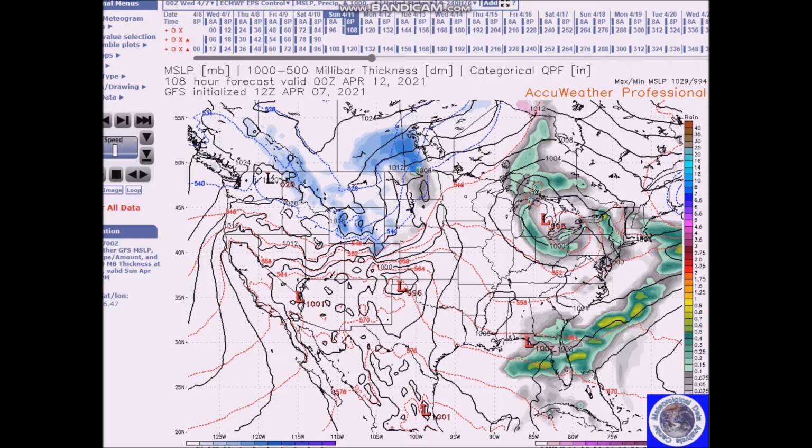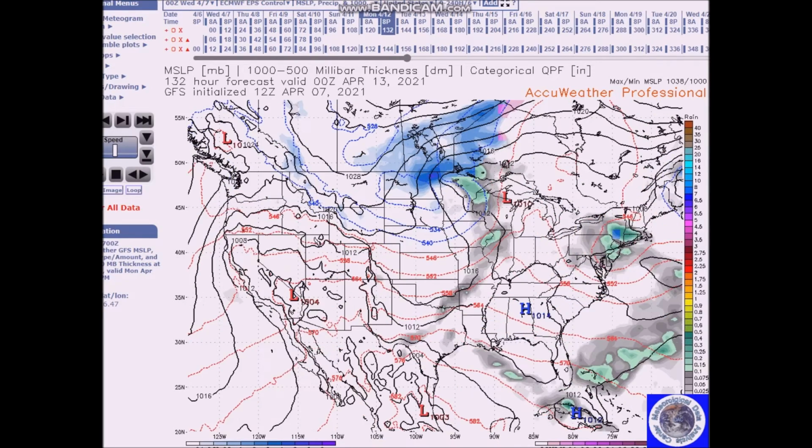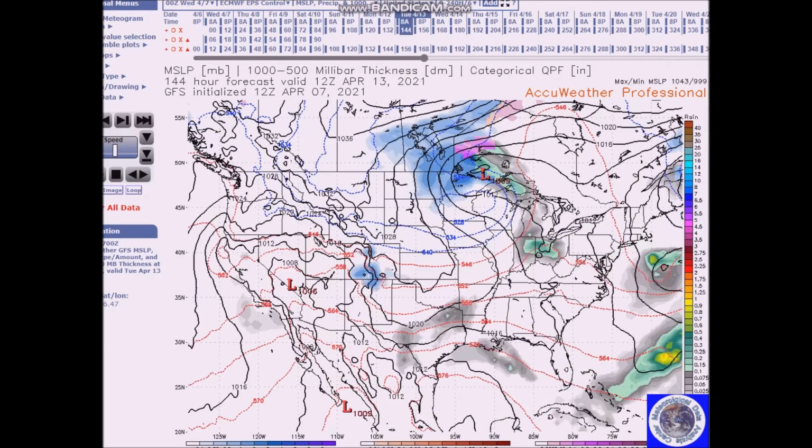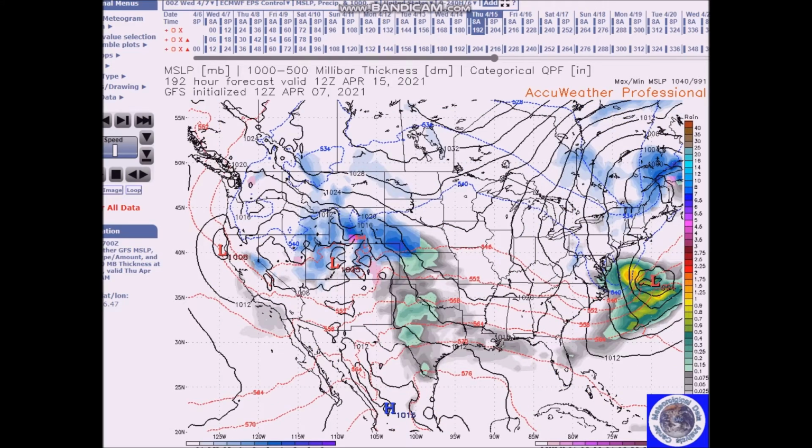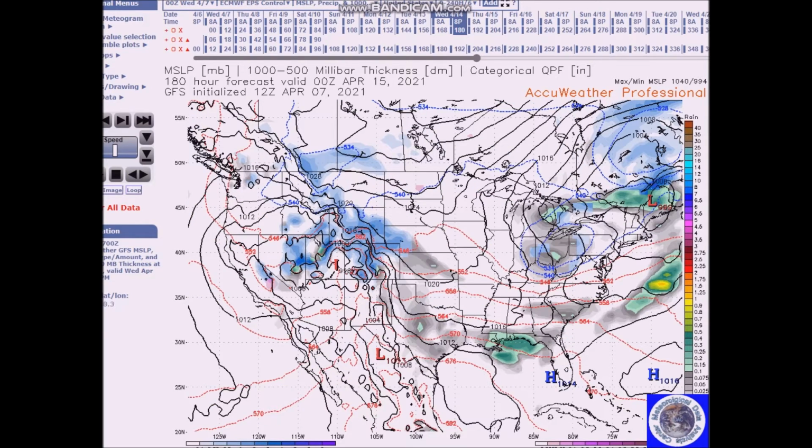We'll look at the GFS. Then we have our next system that will be pushing through the east, and this system could bring some snow to the higher elevations of the mid-Atlantic and the northeast. See here's the 540 line going right through eastern Pennsylvania, just touching northern New Jersey.